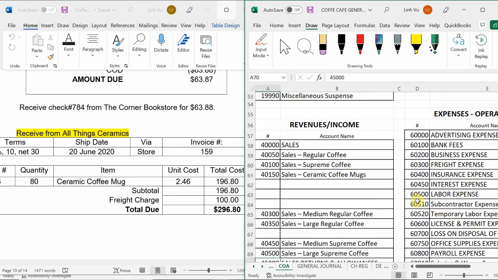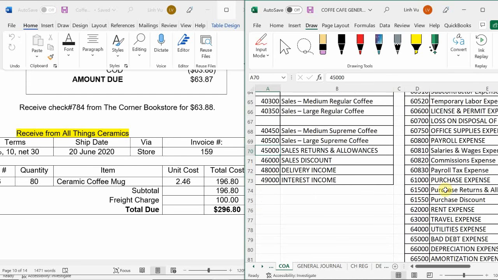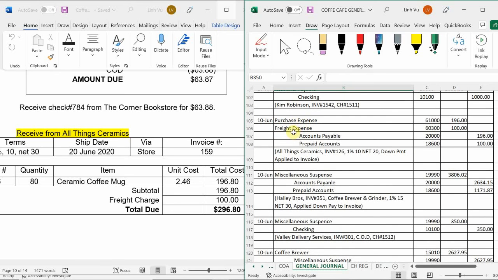Is it advertising? No. Is it bank fees? No. Is it a business expense? No. Is it insurance, interest, labor, license, loans, office supplies, payroll? Is it a purchase expense? Yes. So you've got purchase expense and freight expense, and you're going to put it on accounts payable. Right.